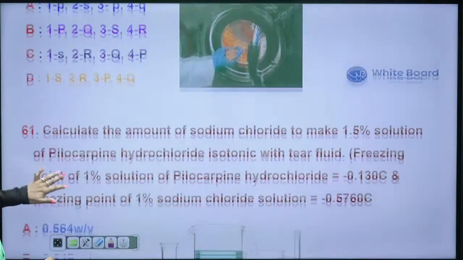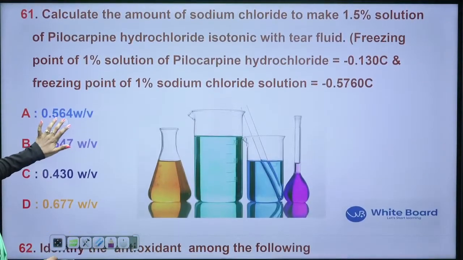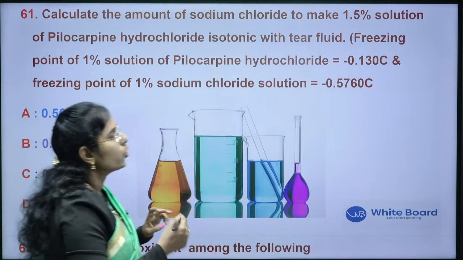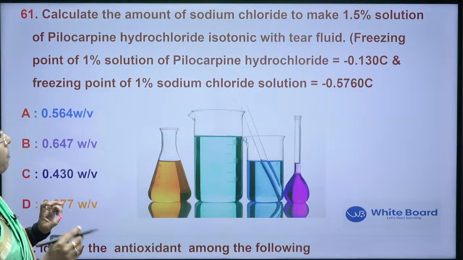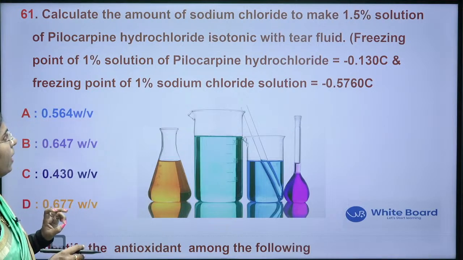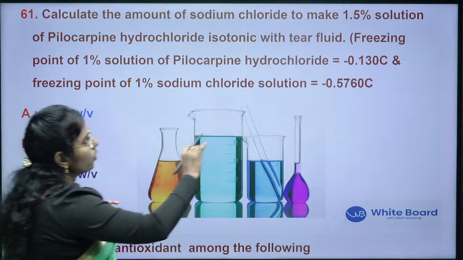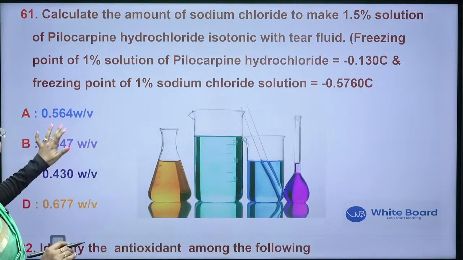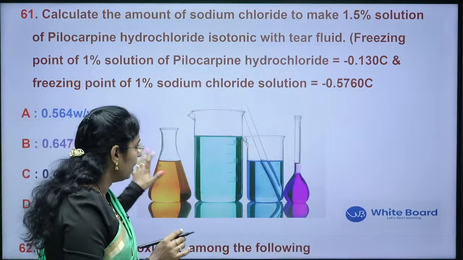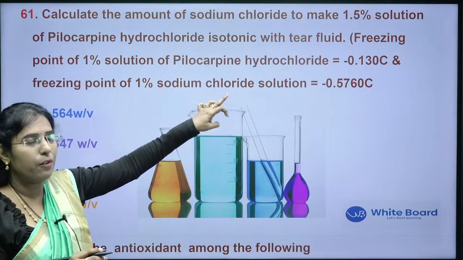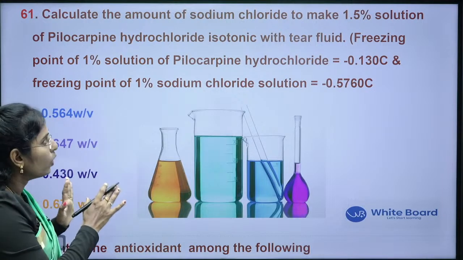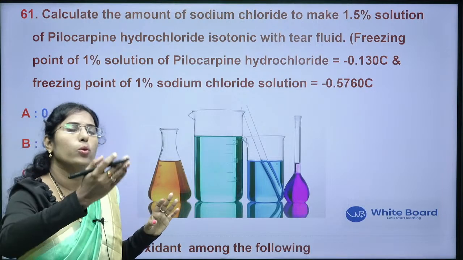Coming to the next question, question 61. Calculate the amount of sodium chloride to make 1.5% solution of pilocarpine hydrochloride isotonic to tear fluid. Generally this can be done by the freezing method. They have given freezing points. It is a method of adjusting the isotonicity.